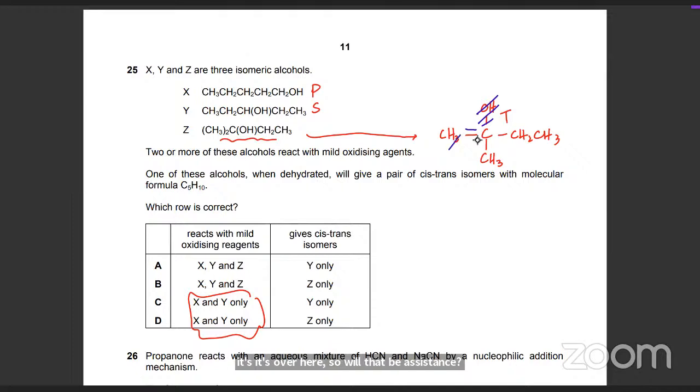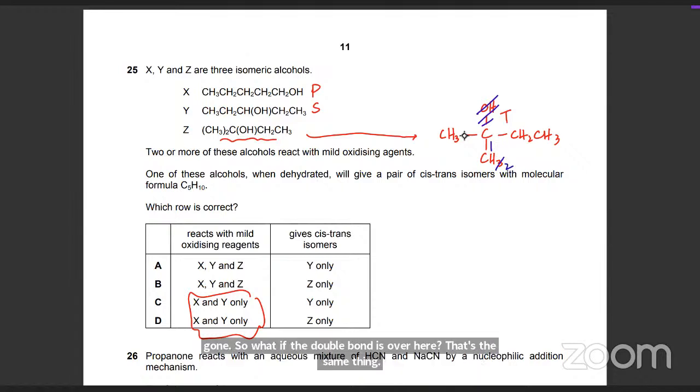And there's going to be 1 H removed from here. It's not going to be cis trans because this carbon will have 2 H's. So it won't be cis trans. So what if we remove this one? So that's gone. So what if the double bond is over here? That's the same thing. It's not going to be cis trans because again 2 H's.